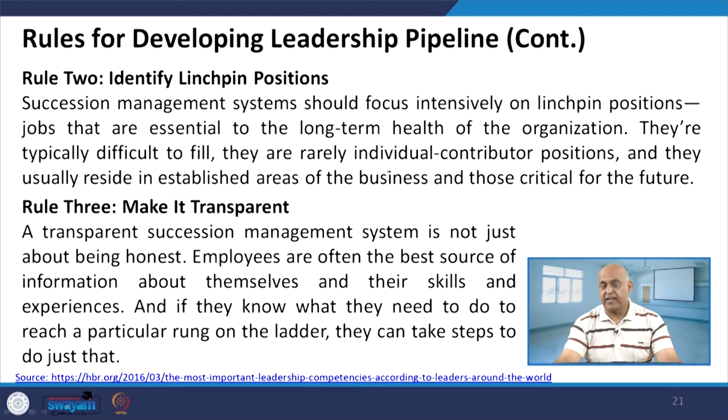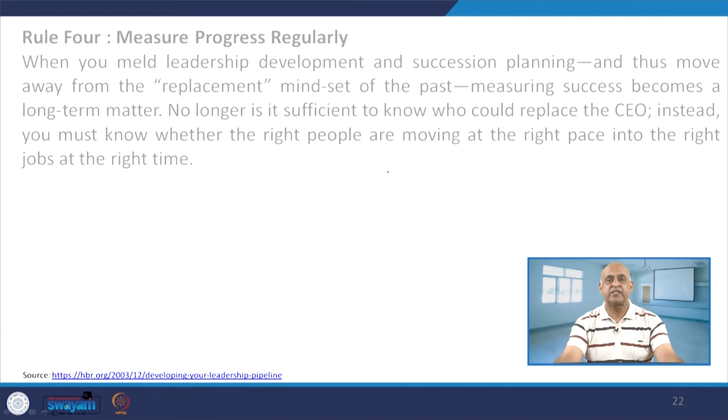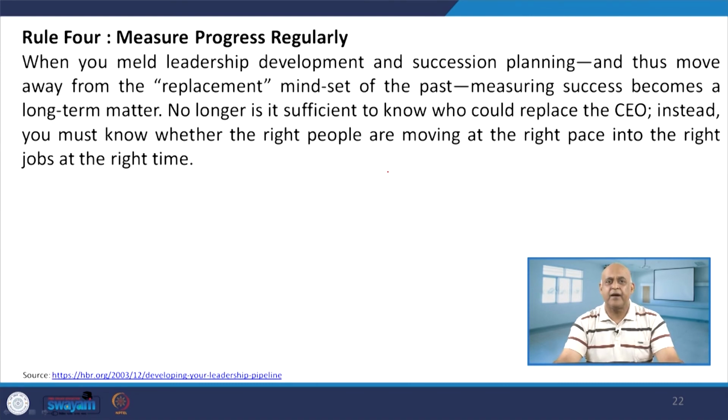Rule 3 is make it transparent. Right from the beginning in leadership, we are talking about democracy, participation, and transparency. So, here also, a transparent succession management system is not just about being honest. Employees are often the best source of information about themselves. So, with self awareness of their skills and experiences, and if they know what they need to do to reach a particular rung on the ladder, they can take steps to do just that. So, they are well aware of their competency.